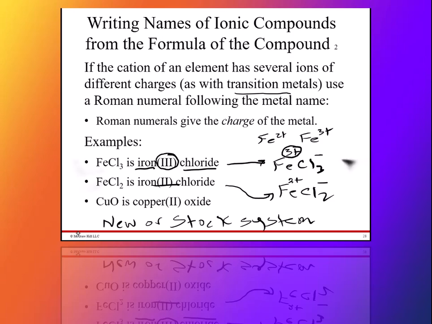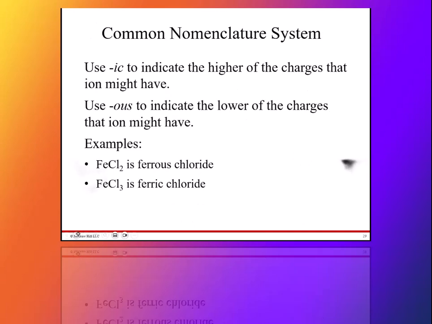Now, there are some that I want you to know, and they're in the nomenclature video. I'm just having you memorize iron, copper, tin, lead, and mercury. So look at my nomenclature video. I point those out, but I do want you to know the stock system name for each of those. So that's the stock system name. This slide shows you the common name. So the common name is still used today.